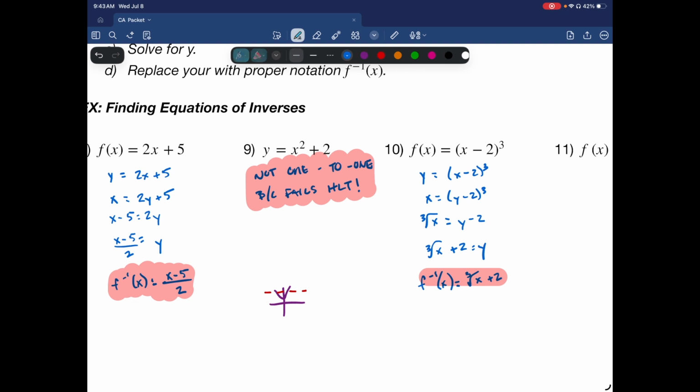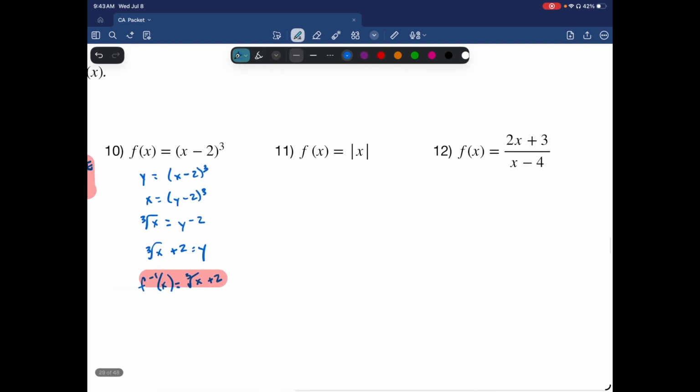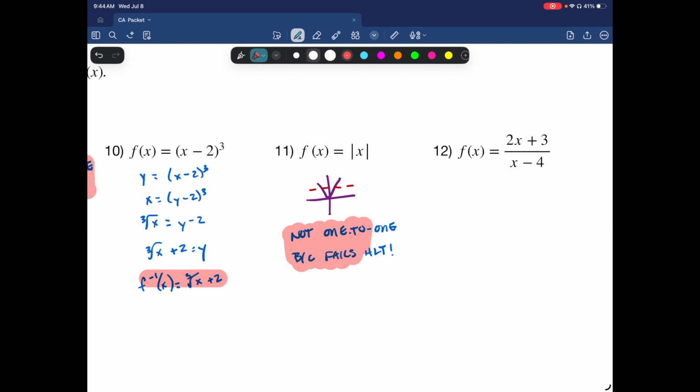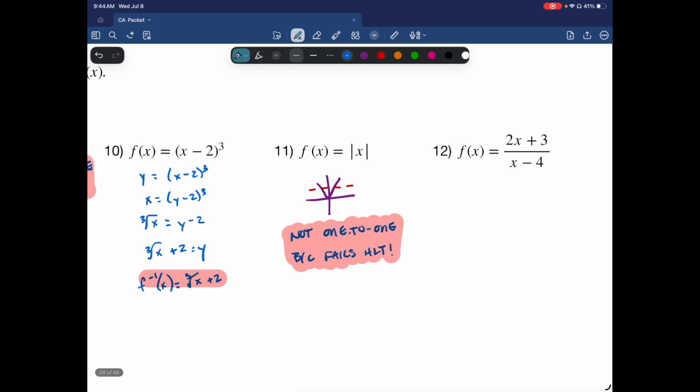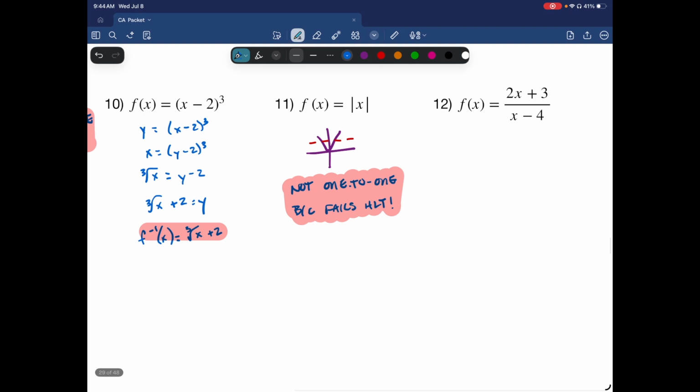Okay, so now 10, similarly, this would be that graph, which would also fail the horizontal line test. And because of that, this is not 1-to-1 because it fails the horizontal line test. All right. Number 12. This graph should have an inverse. It should pass the horizontal line test.